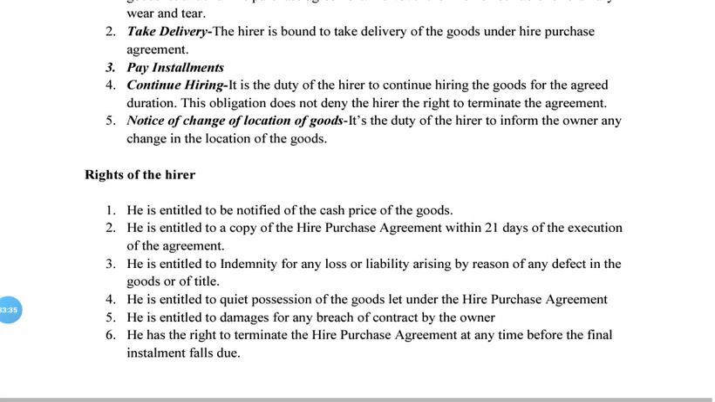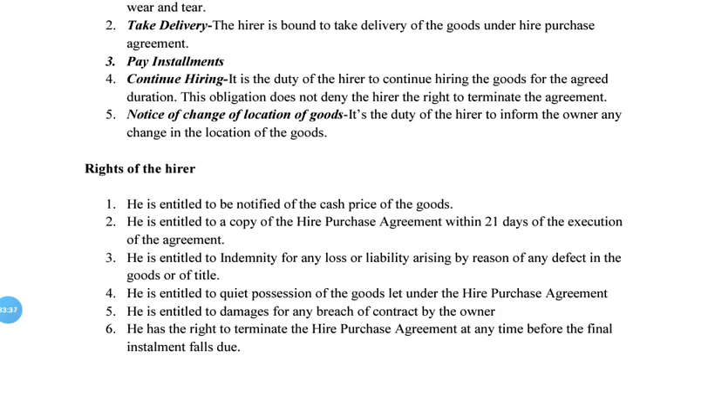So whenever you have decided to buy items on hire purchase, you pay installments as they fall due. Number 4, continue hiring. You continue paying those installments. It is the duty of the hirer to continue hiring the goods for the agreed duration, and this obligation does not deny the hirer the right to terminate the agreement.